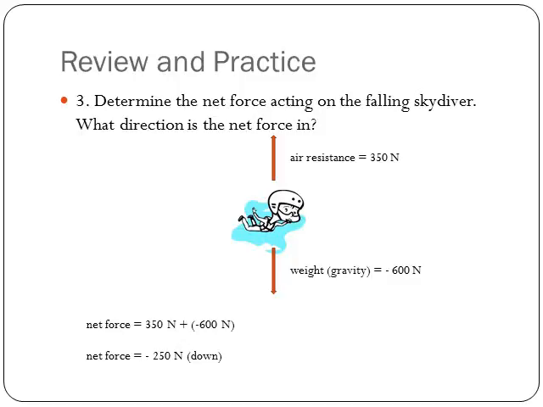And then the second part of the question here asks what direction is the net force in? Well, the fact that the net force is negative tells us that it's down, because that's the direction that we define as being negative up here in the problem that was given to us. So the net force acting on the skydiver is 250 newtons in the downward direction.